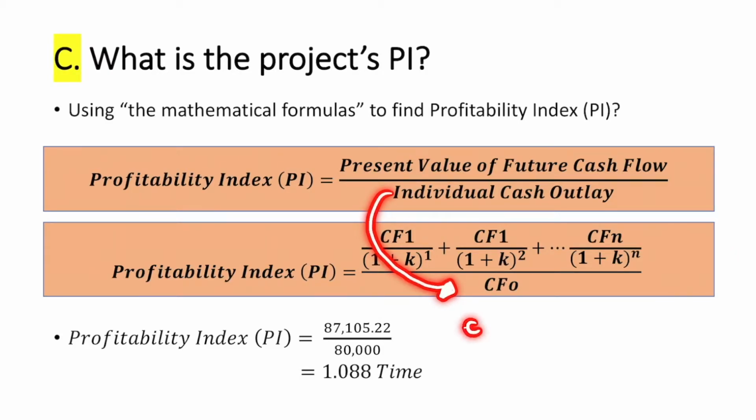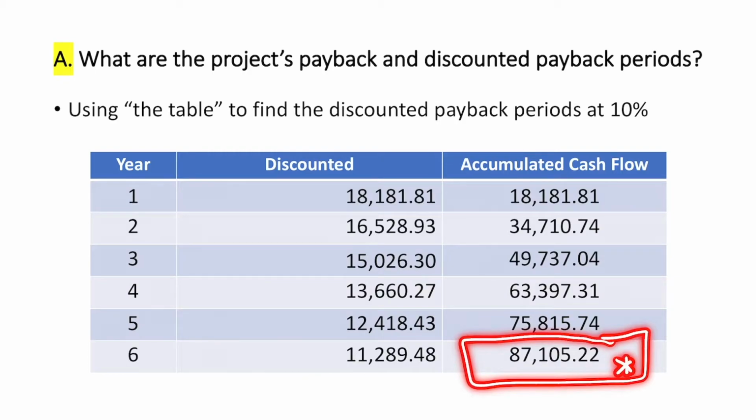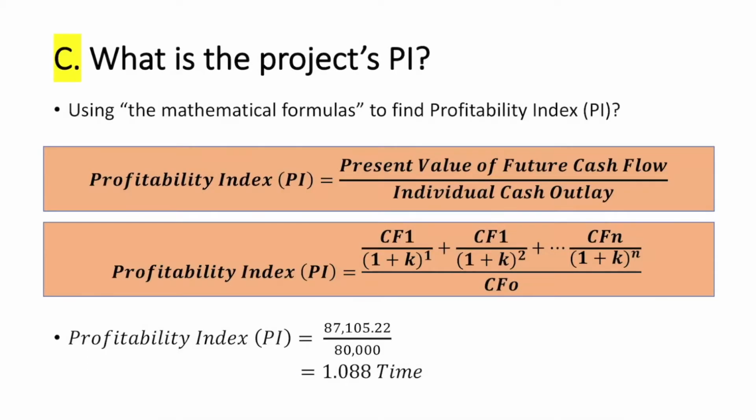So for this problem, the present value of future cash flow we already calculated in the first question in the table, which comes from the last year of accumulated cash flow, which is $87,105.22, divided by the initial cash outlay of $80,000. The profitability index is equal to 1.088 times. So PI is more than 1. That means this project is quite good and we will accept it.